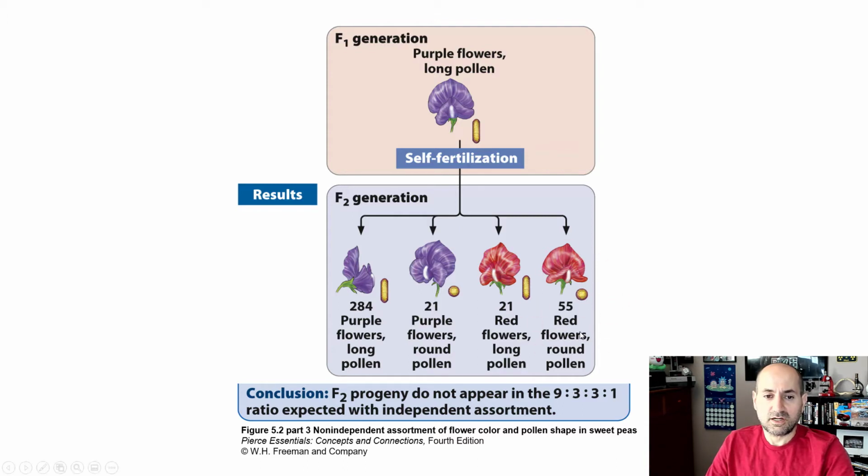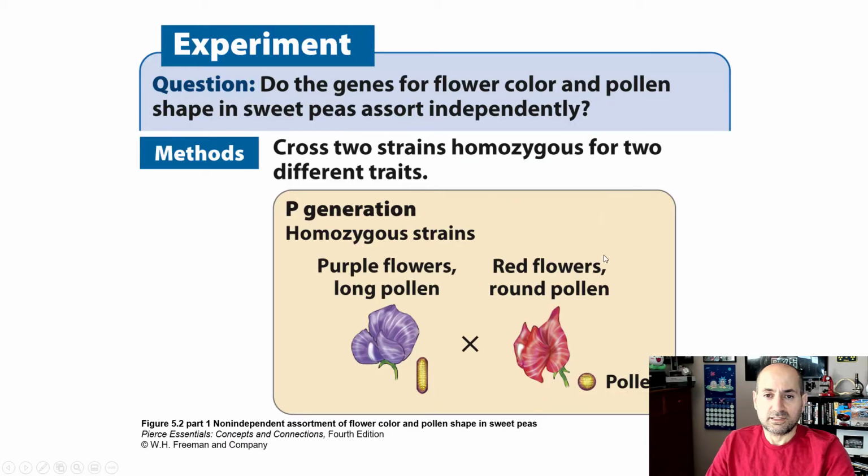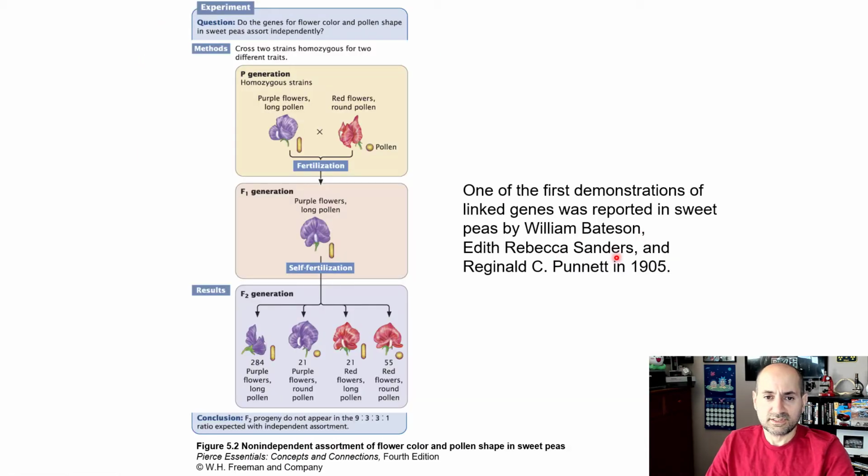And so obviously when Bateson, Sanders, and Punnett saw this result, they said, well, here's an example of non-Mendelian genetics. Well, if Mendel is correct, why are we seeing this non-9-3-3-1 ratio? Was Mendel wrong? And the answer is, of course, no, Mendel was not wrong. Here's an example of linked genes. Here's an example where 2 different alleles are on the same chromosome.